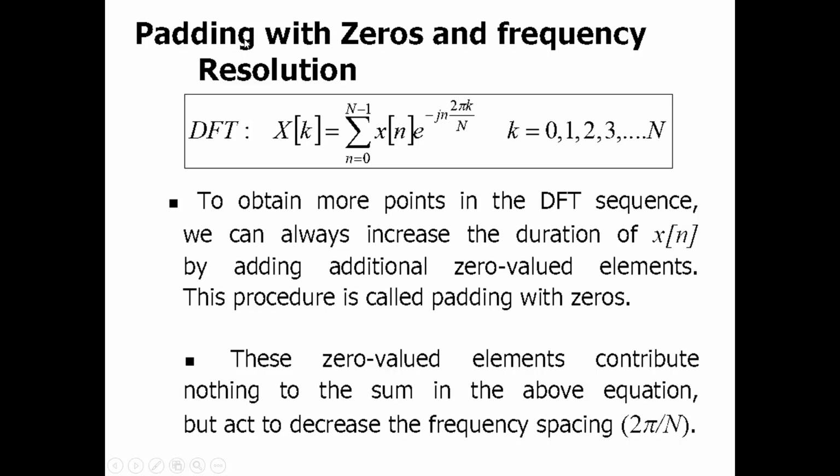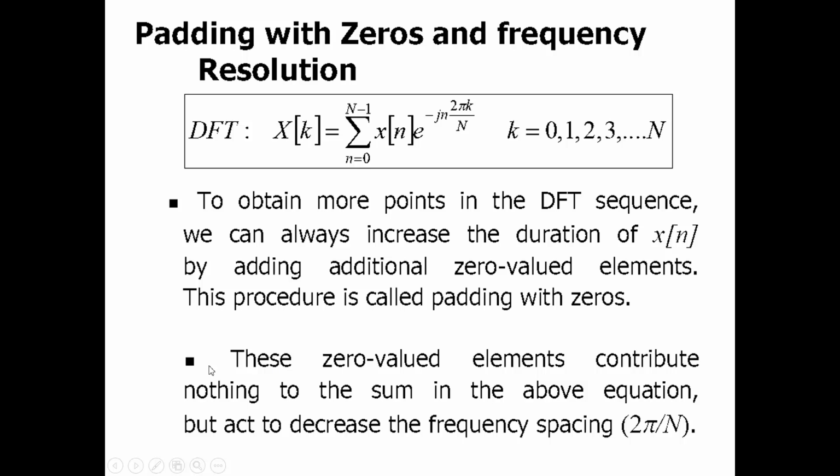Now we can also pad the zeros, and let us see what happens with the padding. So this is the discrete Fourier transform formula where k varies from 0 to N minus 1, because N points will be there. To obtain more points in the DFT sequence, we can always increase the duration of x[n]. Actually, the discrete sequence exists for certain points, but to increase the duration of x[n], we can pad zeros into the sequence by adding additional zero valued elements. This procedure is called padding with zeros.